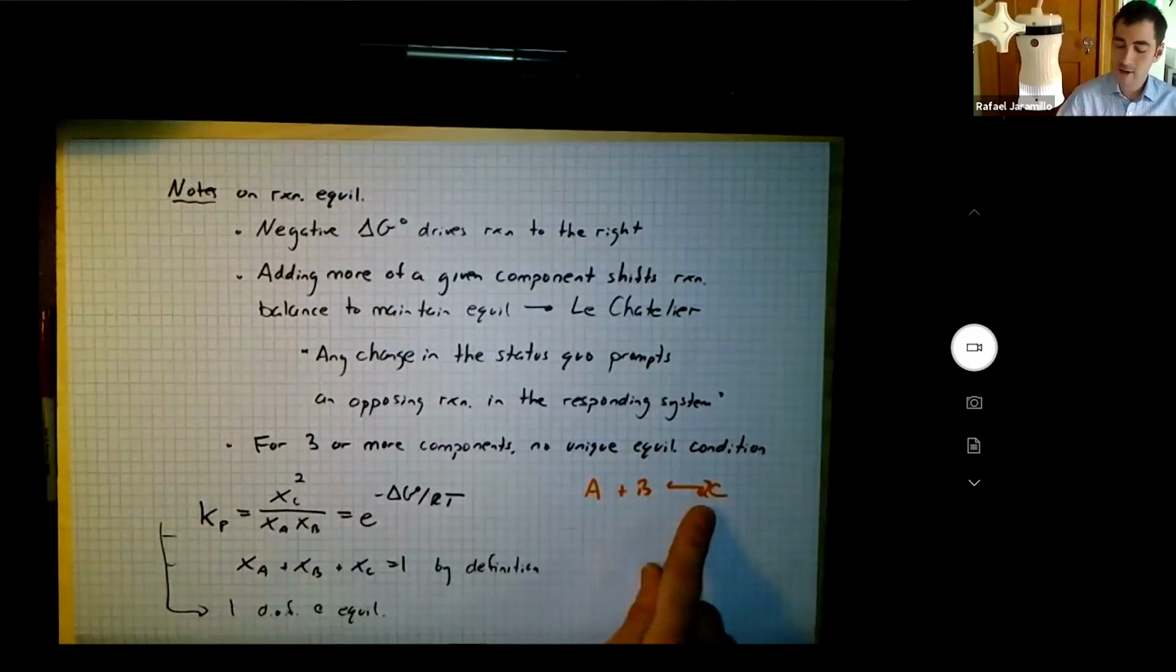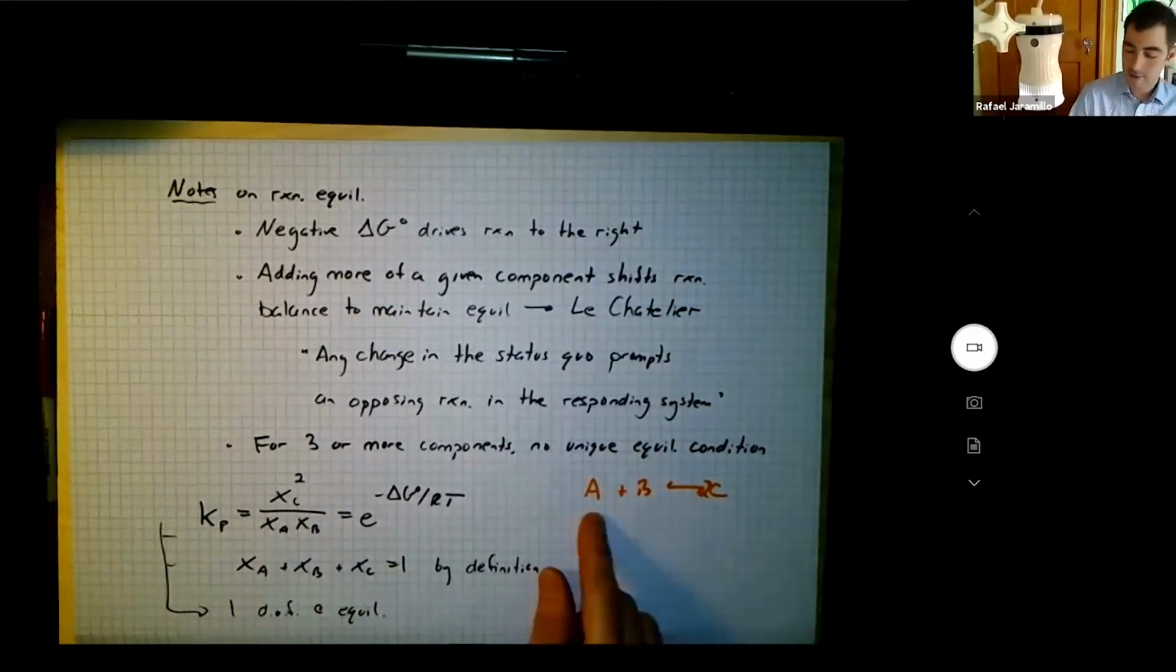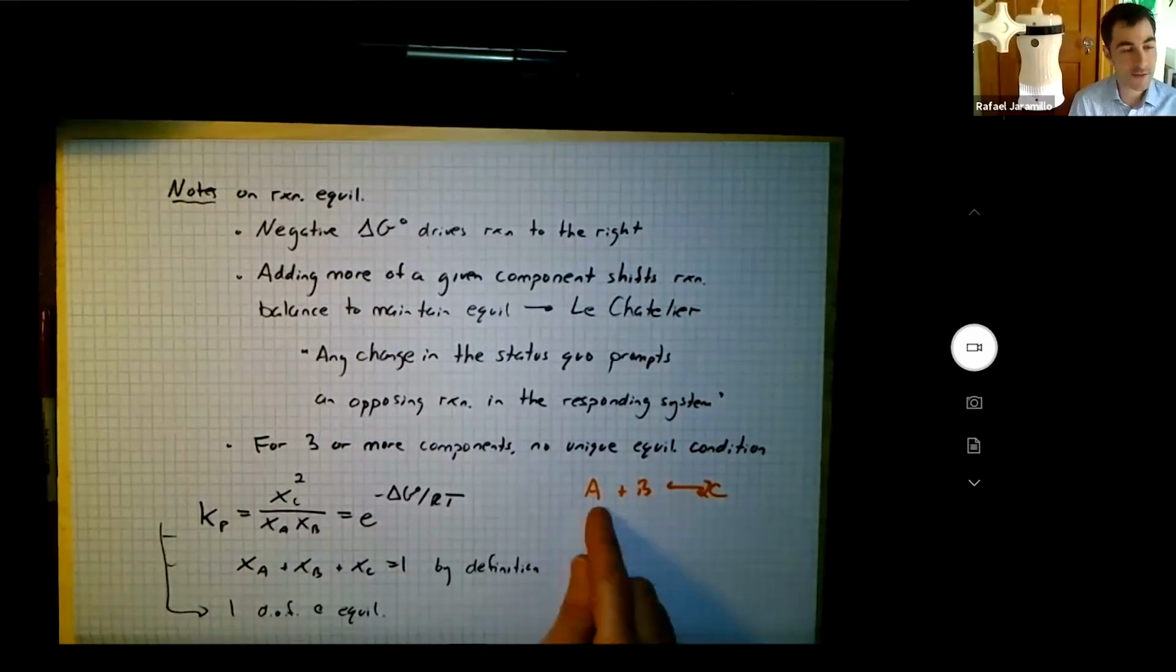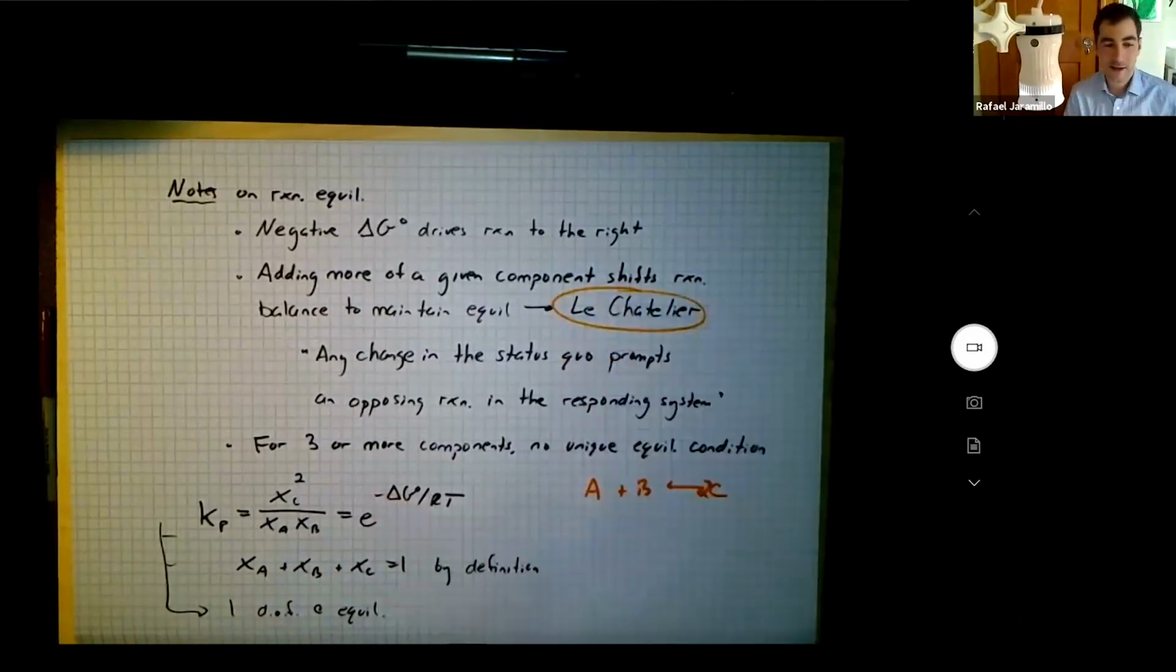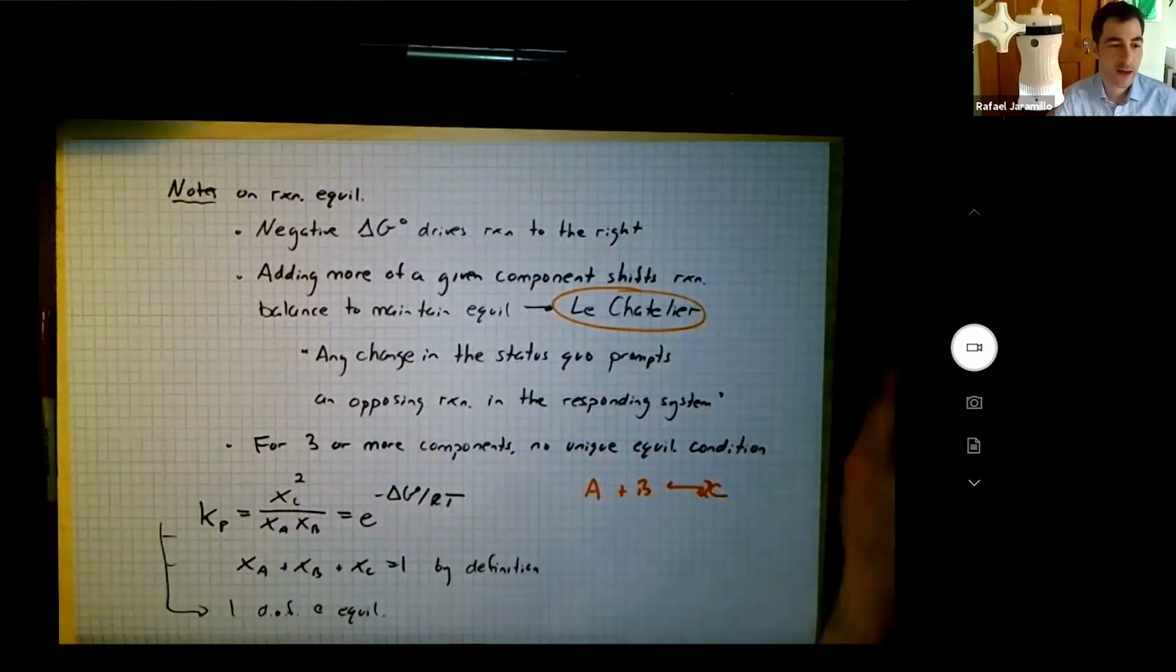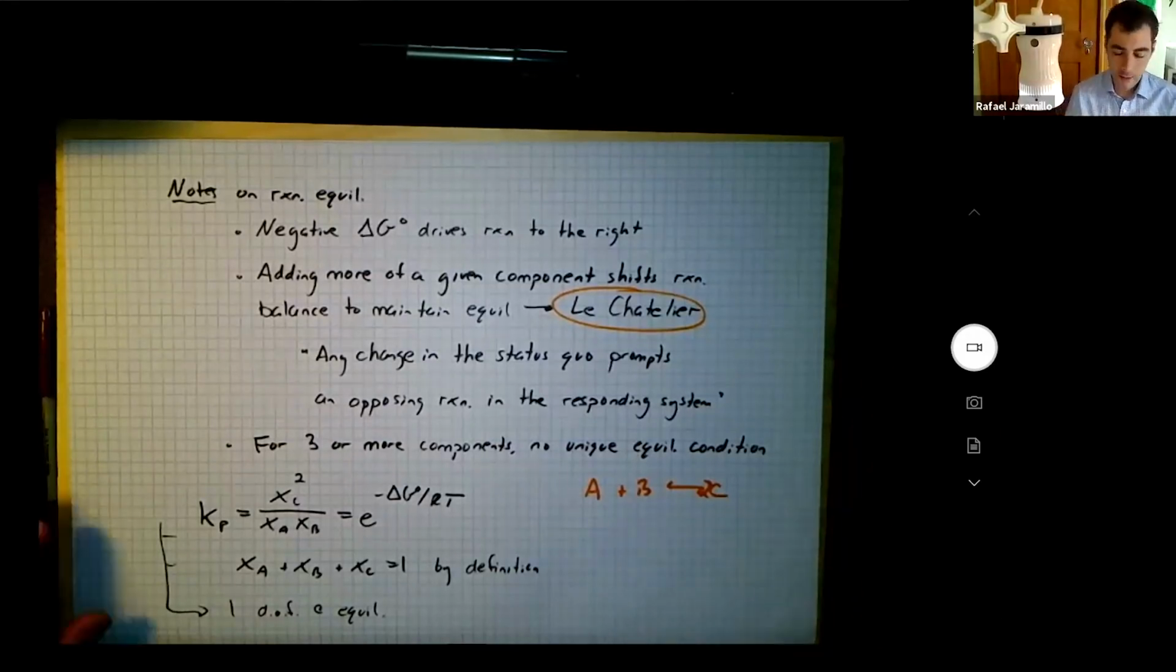Likewise, if you add more c, the reaction will shift to the left. If you take away some a, the reaction will shift to the left, and so forth and so on. You cannot get away from Le Chatelier. It's always going to be there, trying to restore equilibrium. It's in the math. I know it bears pointing out from time to time.